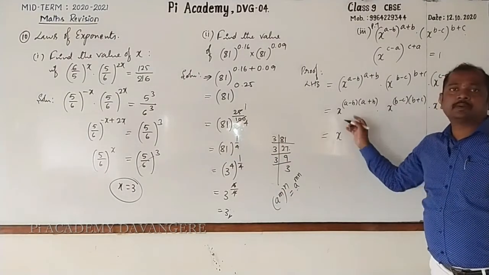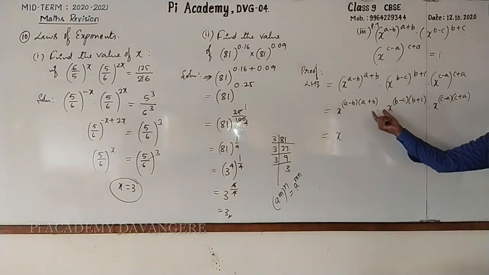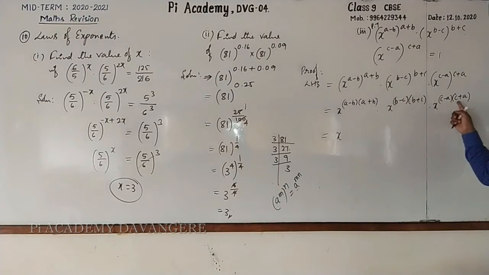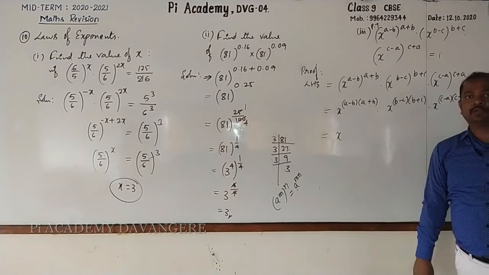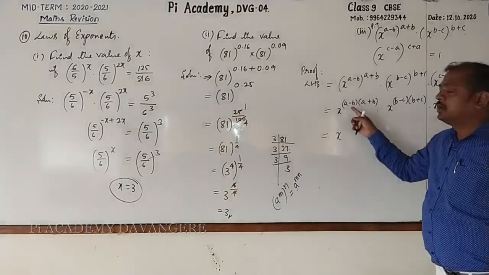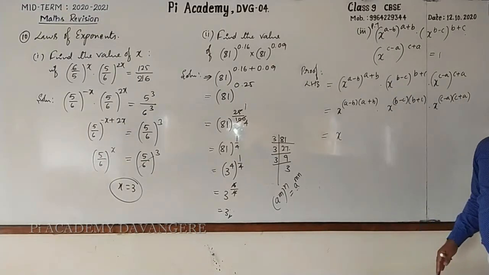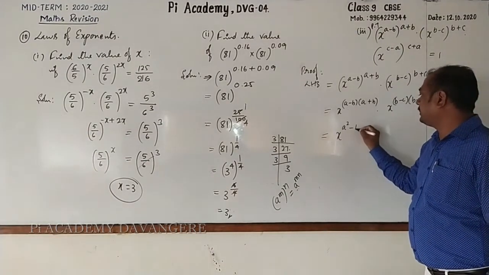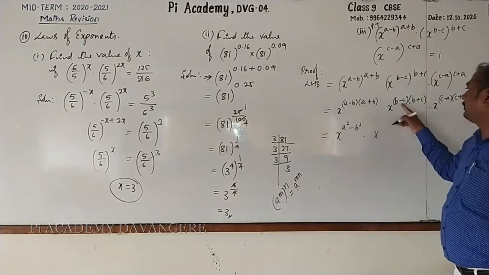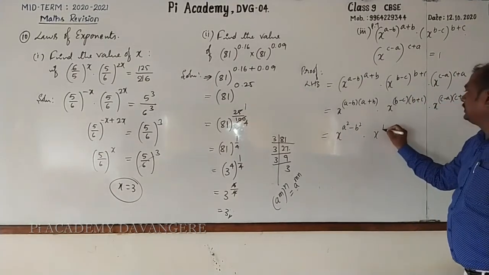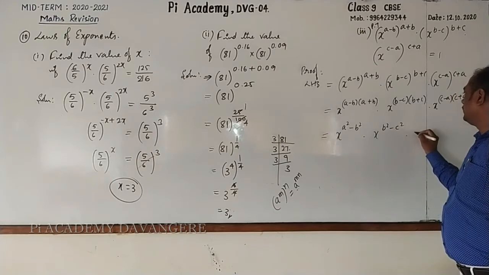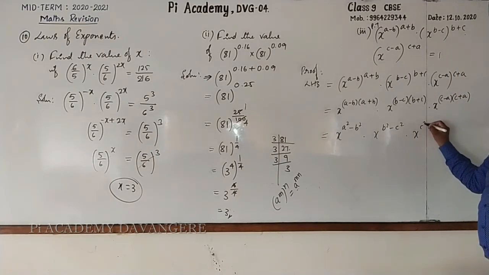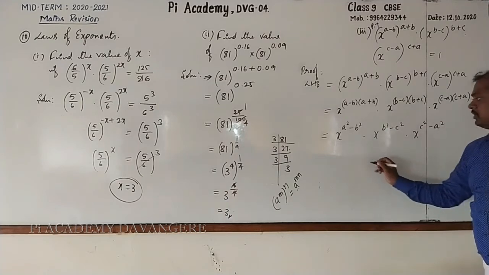Again, observe the terms in the power. You can see they are all of the form (a+b) into (a-b). What is (a+b) into (a-b)? This is a square minus b square. So it is x raised to the power a square minus b square, into x raised to the power b square minus c square, into x raised to the power c square minus a square.